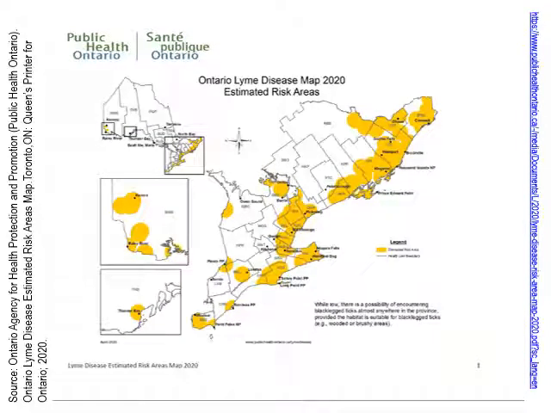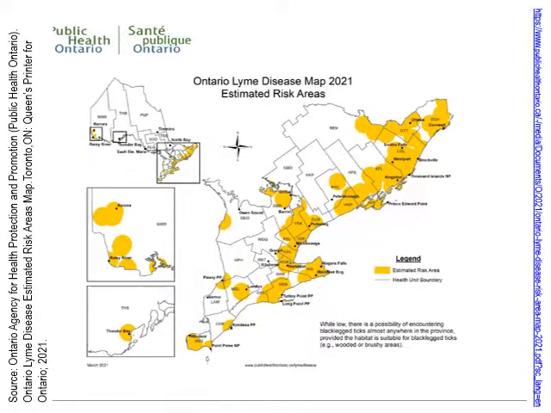In 2020, the areas remain the same as in 2019, with the exception of a new area south of the Bruce Peninsula and another one in the area west of London. In 2021, another new area appeared, located north of Peterborough. From these maps, you can clearly see that risk areas have increased from year to year, and there is now a potential risk of contracting Lyme disease in many parts of Ontario.